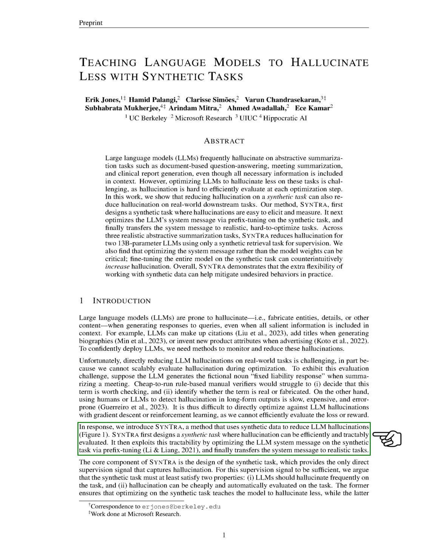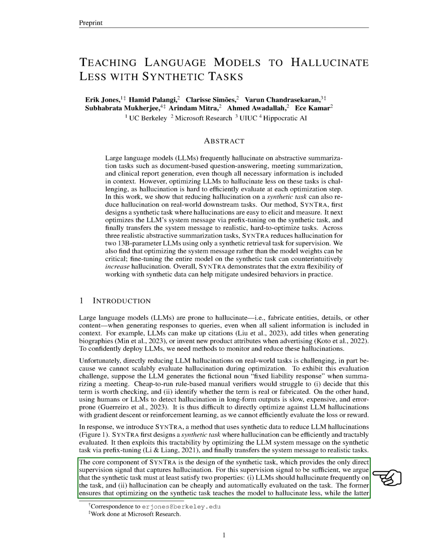To tackle this problem, we've developed a method called SYNTRA, which uses synthetic data to reduce hallucinations. SYNTRA works by creating a synthetic task where we can easily and efficiently check for hallucinations. We then use this task to train the LLM to hallucinate less. The synthetic task needs to have two properties. The LLM should hallucinate often on the task, and we should be able to easily and automatically check for hallucinations.